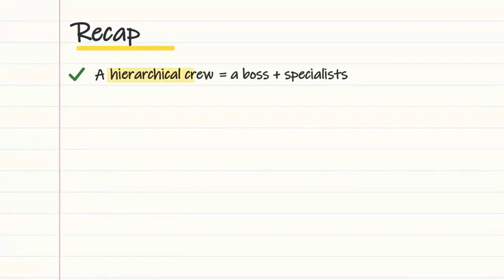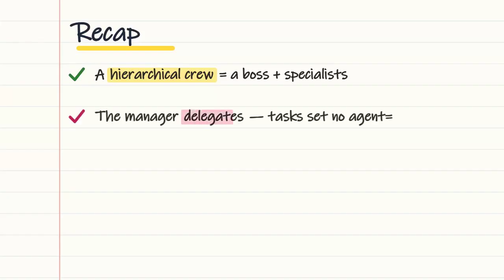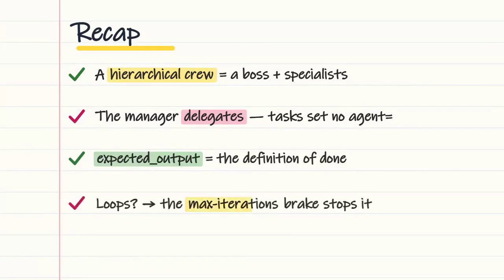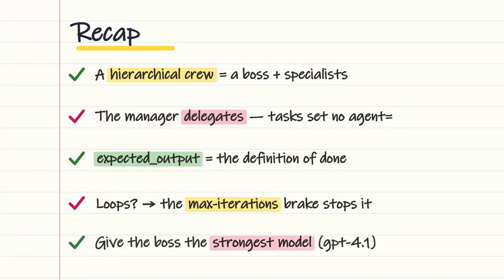Quick recap. Here's what you just learned. 1. A hierarchical crew is a boss plus specialists. You set it with a hierarchical process. 2. The manager delegates. The tasks don't name an agent, so the boss decides who does what. 3. Every task declares its expected output, a clear definition of done. 4. If an agent gets stuck in a loop, the maximum iterations break stops it safely. And 5, the big one, give the boss the strongest model, GPT 4.1, because the manager does the hardest thinking.